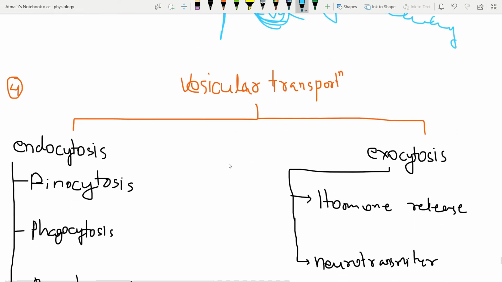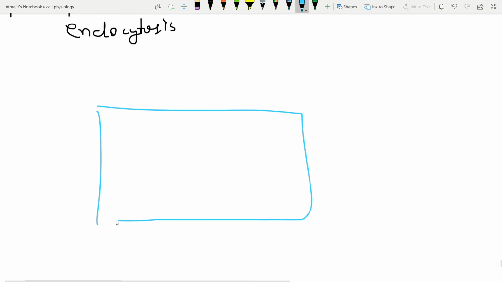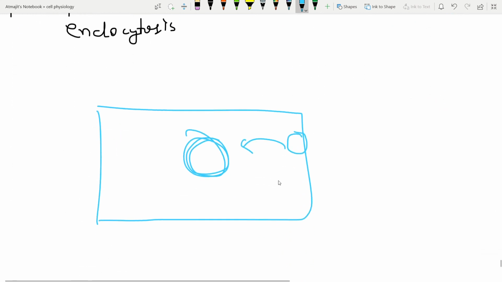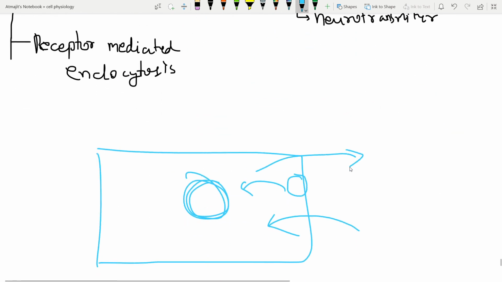Then we will go for vesicular transportation. Vesicular means here is one cell, and here one vesicle is created, and it goes into the cell. How this works we will understand here. Vesicular transportation has two types, endocytosis and exocytosis. Endocytosis means some things go into the cell, and exocytosis means some things go out of the cell.